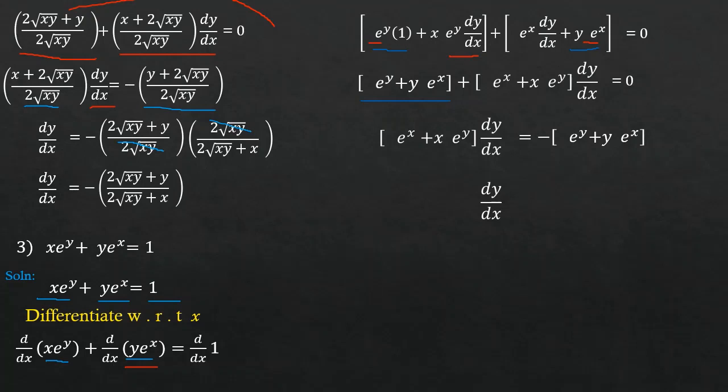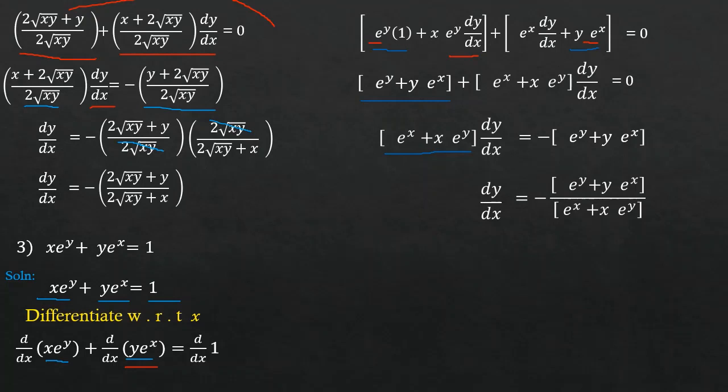Now whatever is in multiplication with dy by dx, we shift to the right, so it comes in division. That gives you dy by dx is equal to minus of e raised to y plus y e raised to x, whole divided by e raised to x plus x e raised to y. So this is the answer of our question number 3.